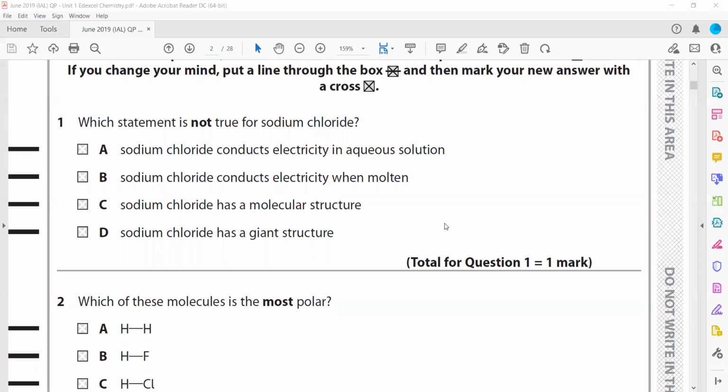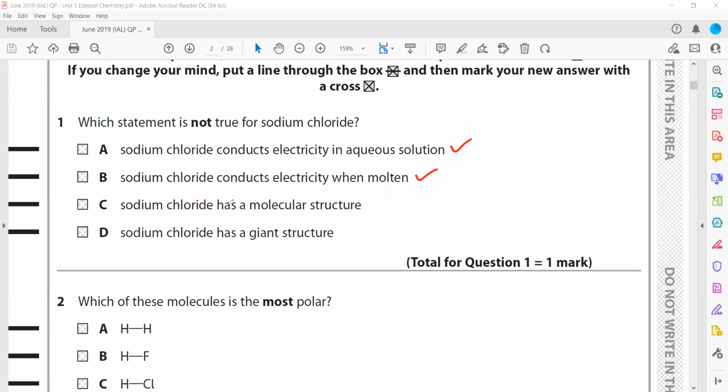Sodium chloride is an ionic compound, and ionic compounds exist as a lattice. Sodium chloride conducts electricity in aqueous solution. That is true, because an ionic compound can conduct electricity in aqueous solution. Sodium chloride conducts electricity in molten, in a melted state. That is also true.